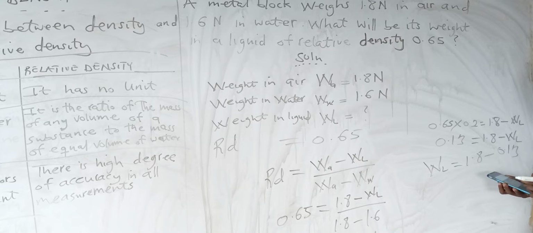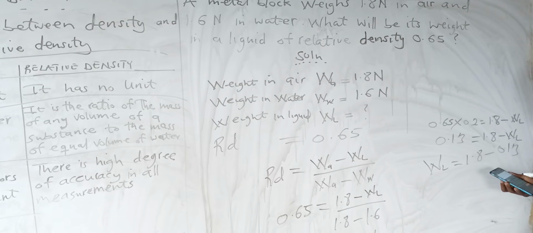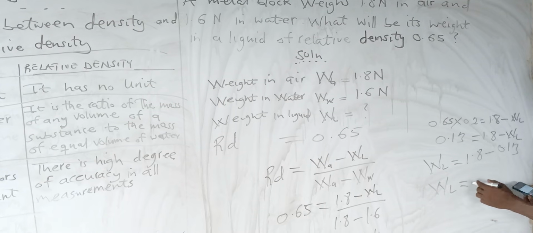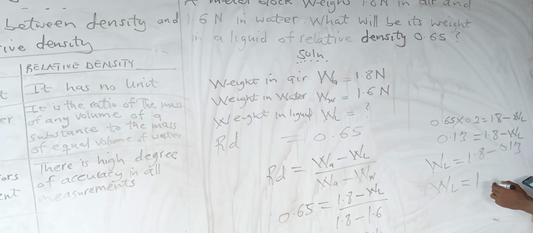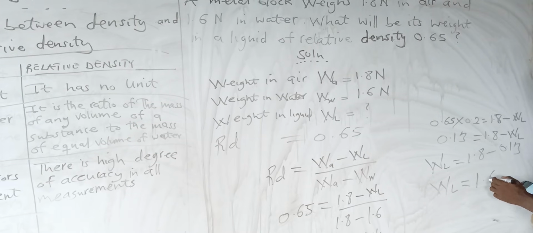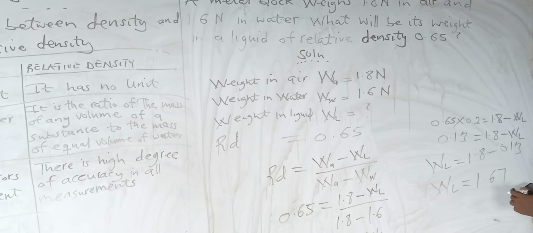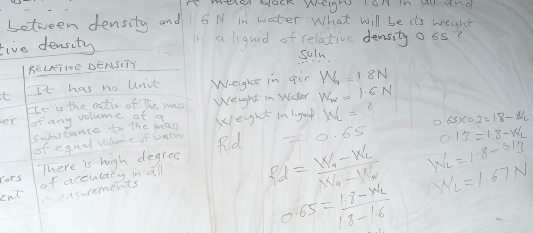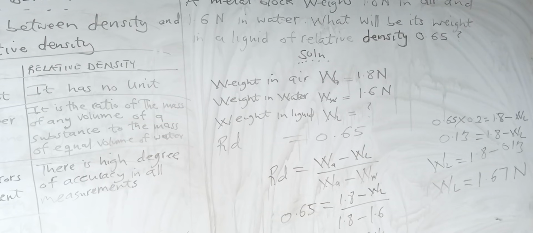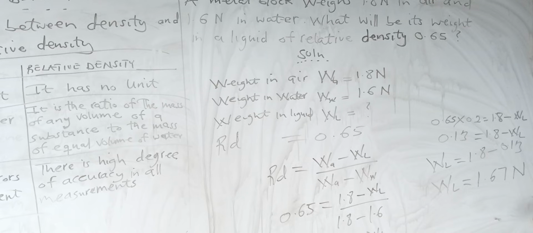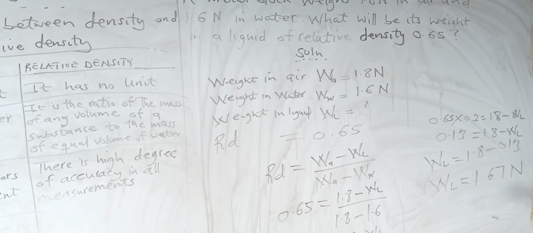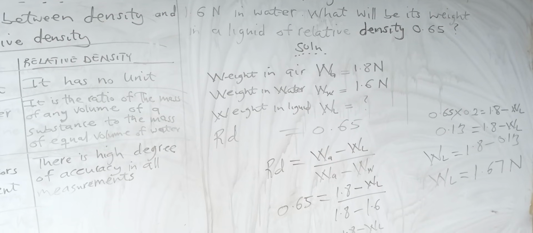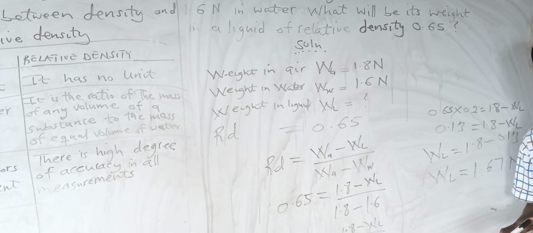Let me use my calculator. 1.8 minus 0.13. So now I'm having WL, that's the weight in liquid, to be 1.67. You can add the unit Newton to it. Yes, 1.67 Newton. So that is the weight in liquid that we're looking for. I hope the solution was so clear. So you will go to example 2.